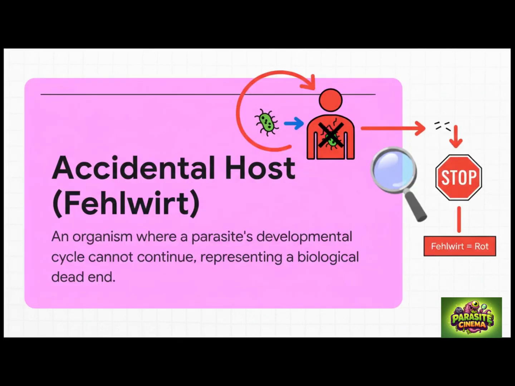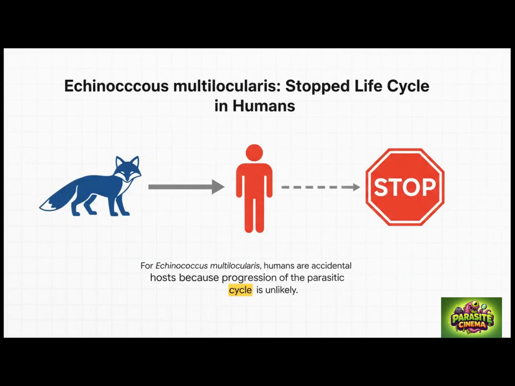Our third character is the accidental host. The best way to think of this is as a biological dead end. The parasite gets in, but its journey just stops there. It can't develop, it can't be transmitted. The German term Fehlwirt really nails it. It's the wrong host. A really serious example of this is when a human accidentally ingests eggs from the fox tapeworm. Now, the parasite can cause devastating disease by forming these massive cysts in the liver, but its life cycle is stopped cold. It can't get back to a fox from us.